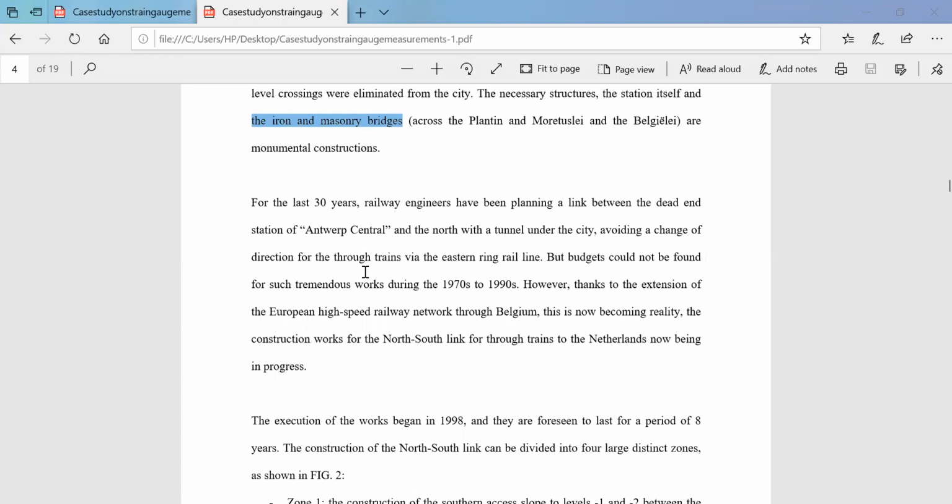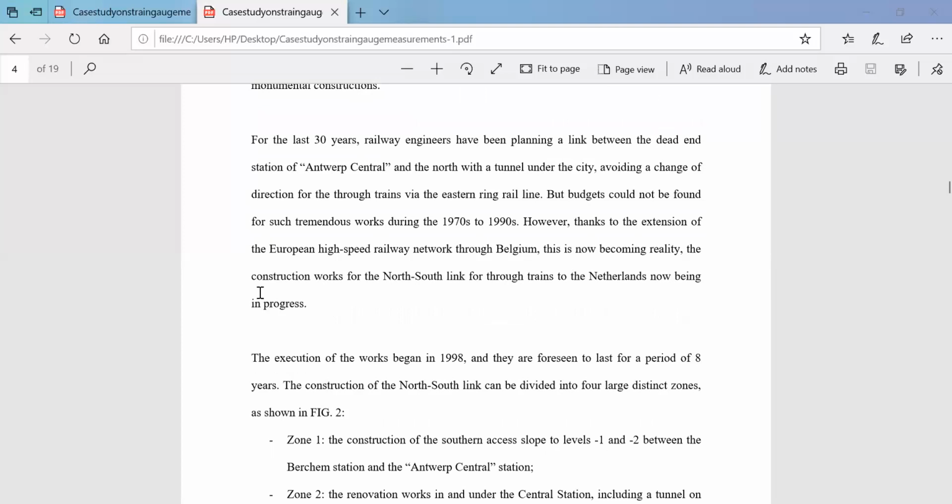But the budgets could not be found for such tremendous work. They didn't have a suitable amount of budget to perform that work during the period of the 1970s to 1990s. However, with the extension of the European high-speed railway network through Belgium, this has now turned into reality, and they started constructing the north-south link, which takes trains through to the Netherlands and is now in progress. So the link connecting the north to the south is being built through railway connectivity.